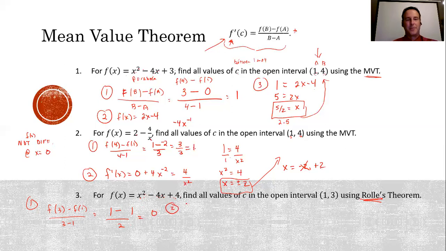And when you do the second step, this is f prime of x. f prime of x is equal to 2x minus 4. And the third step is you'll just set these equal to each other.